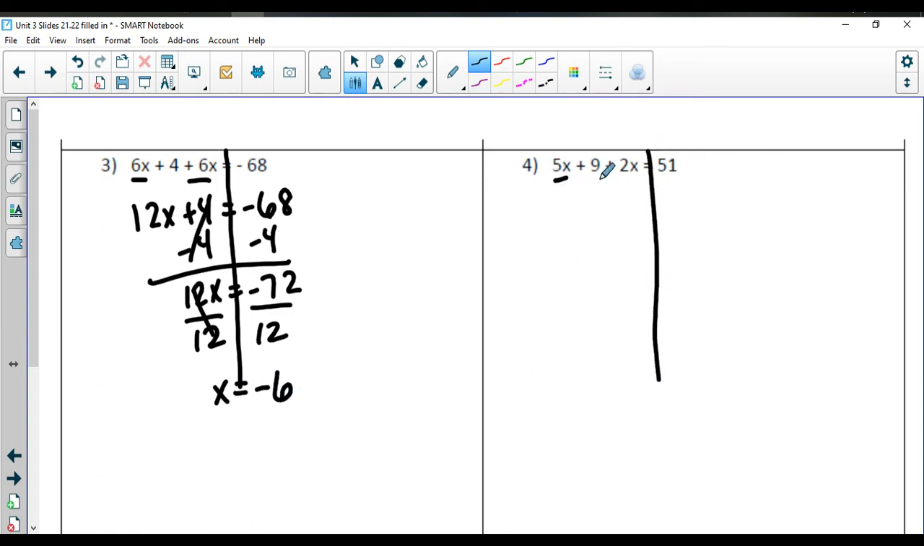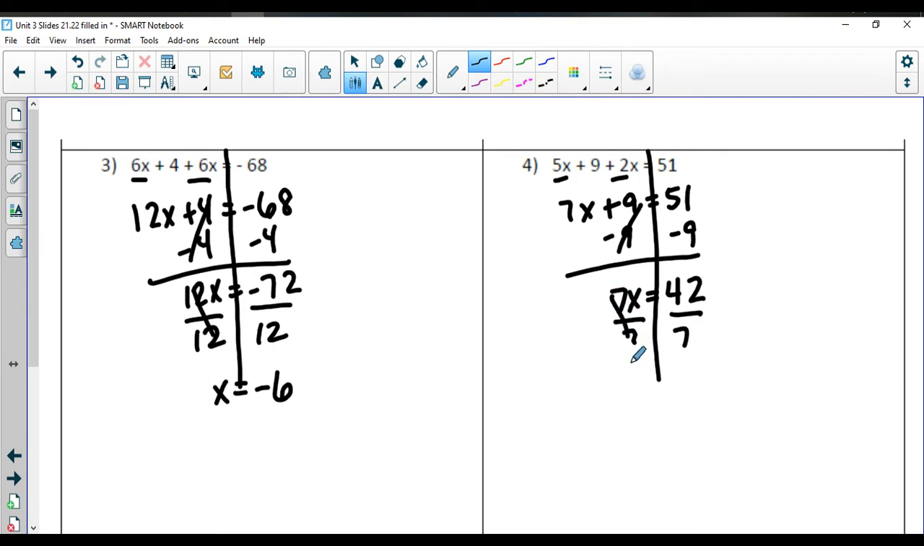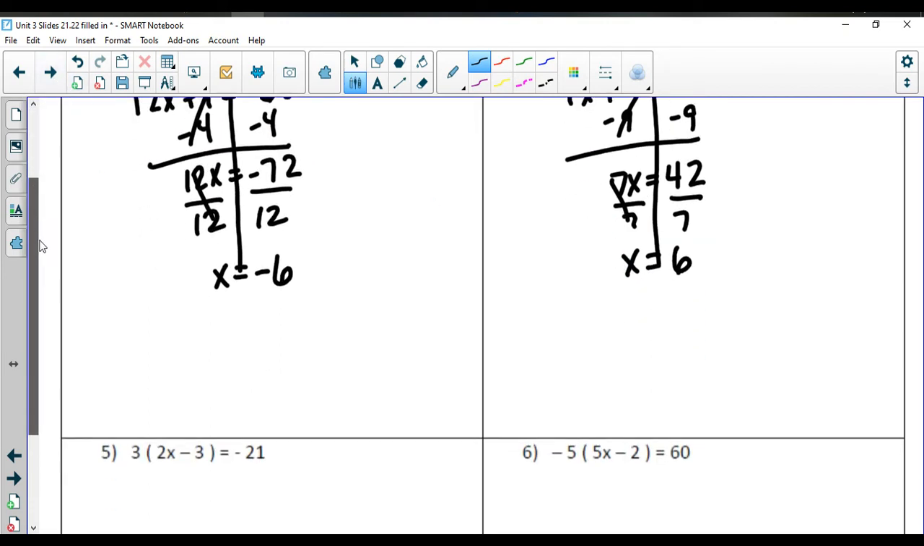In question number 4, combine your like terms. I get 7x plus 9 is equal to 51. If I subtract away the 9, I get 7x is equal to 42. Divide through by 7, and I get x equals 6 for my final answer here.